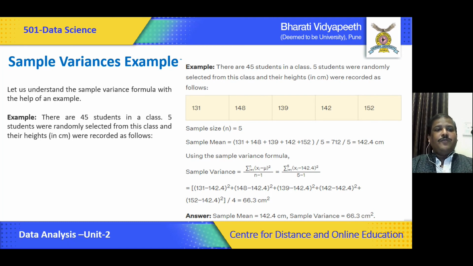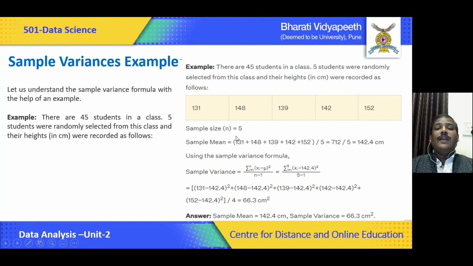In a class, 5 students were randomly selected, and their heights in inches were recorded as follows. So now here the total students is 45, but we are not taking the 45 students' heights. We are taking randomly. That we call random sampling, right? So we are taking randomly 5 students' heights. Now you can see here on the right hand side, this table shows 5 students' heights in inches, right? So 131, 141. These are 5 students we have taken randomly. So sample size is 5.